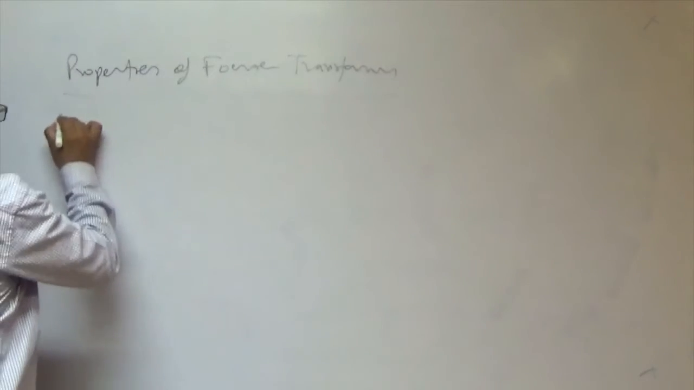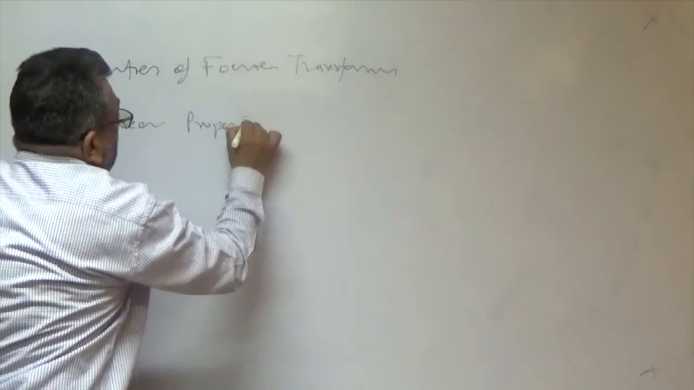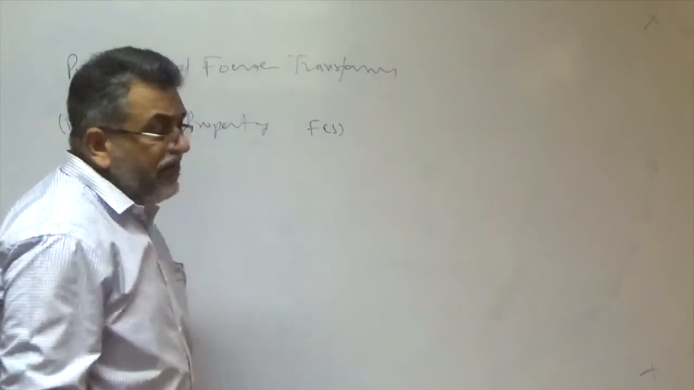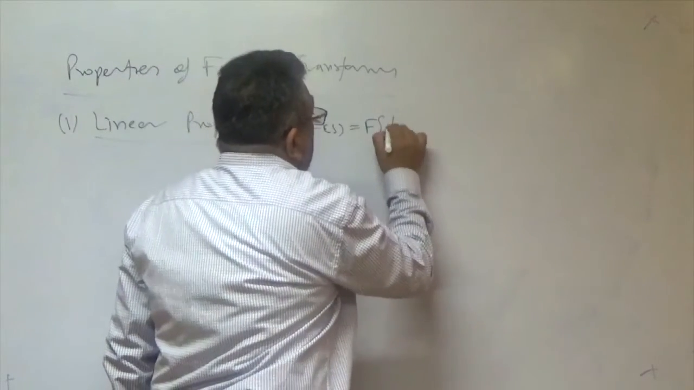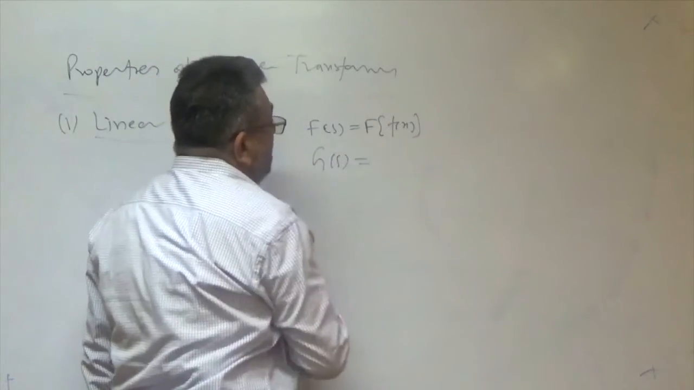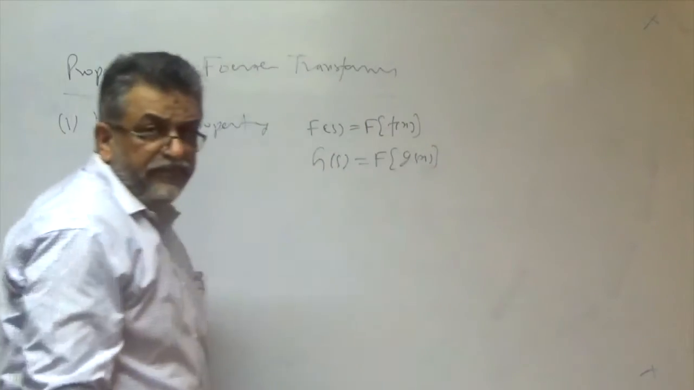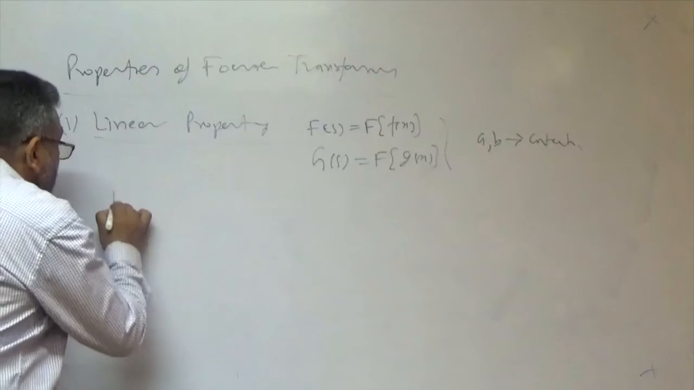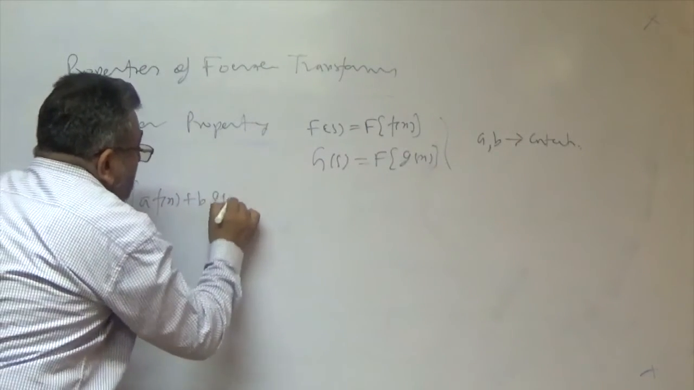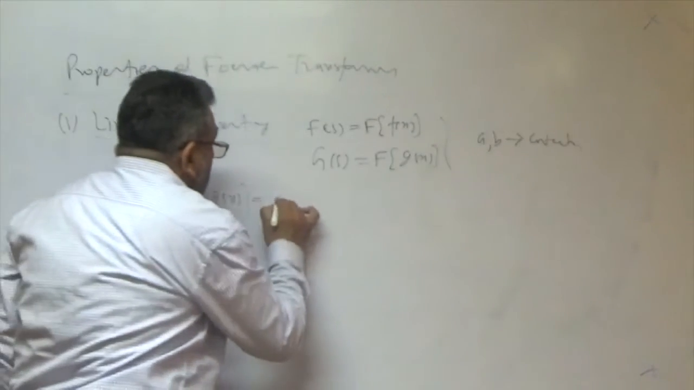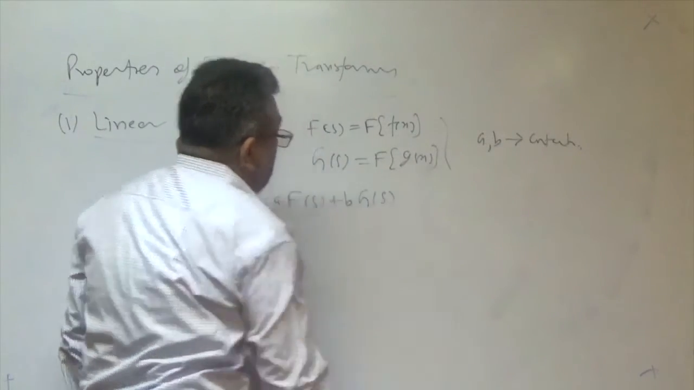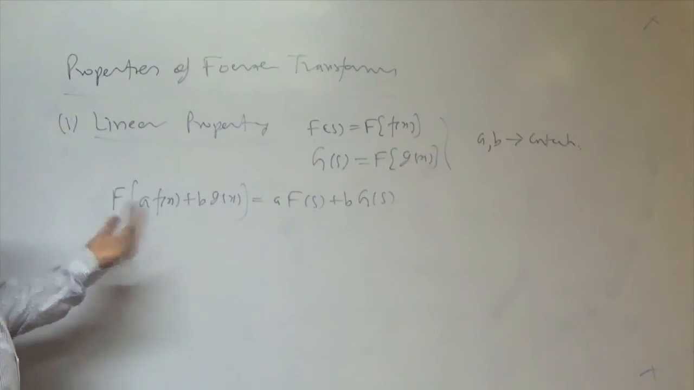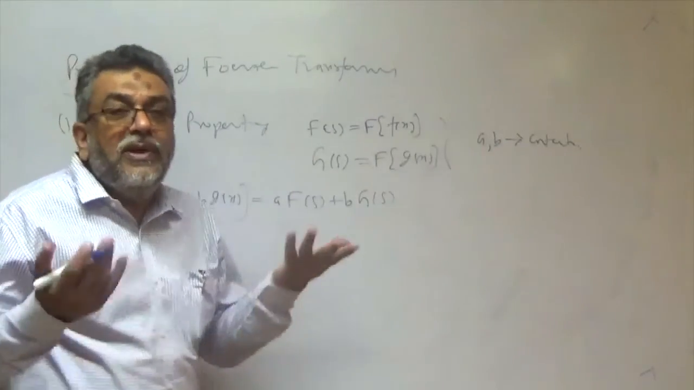If we take the first property simply, that is the linear property. What is the linear property? Suppose F(s) is the Fourier transform of a given function f(x), and G(s) is the Fourier transform of another function g(x), and a and b are simply constants, then the Fourier transform of a times f(x) plus b times g(x) is equal to a times F(s) plus b times G(s). This is the linear property. Means you can take the Fourier transform inside the bracket linearly by taking constants outside the transformation, just as a multiple similar to the definite integral.